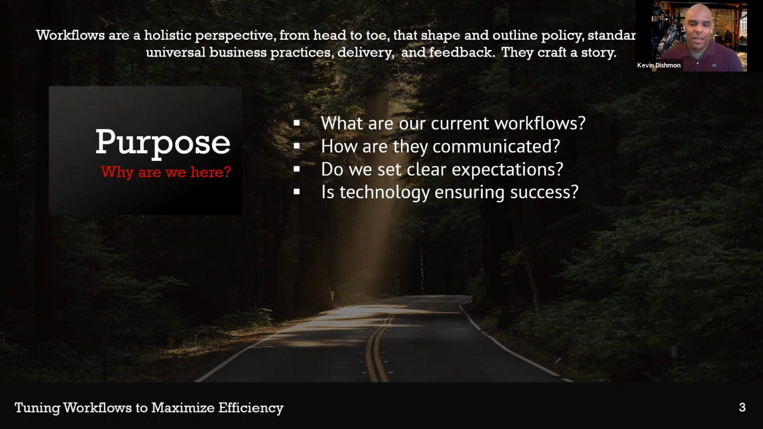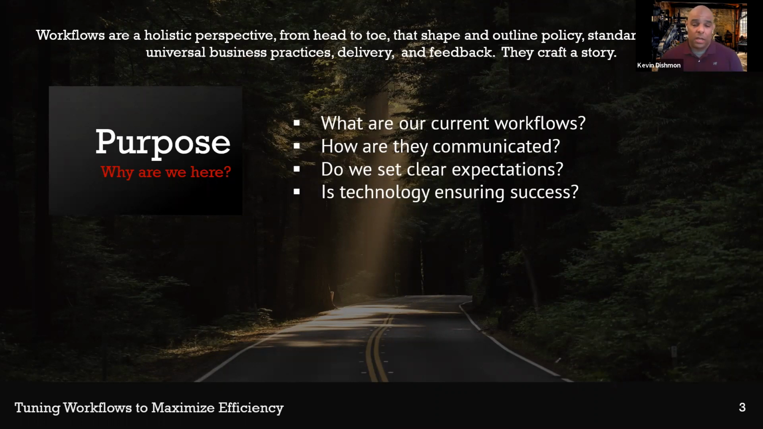Do people catch on? And in order to have clear expectations, you have to be clear about what it is you expect the outcome to be and what you expect that person or that employee or that team's responsibility in contributing to the success of that workflow.